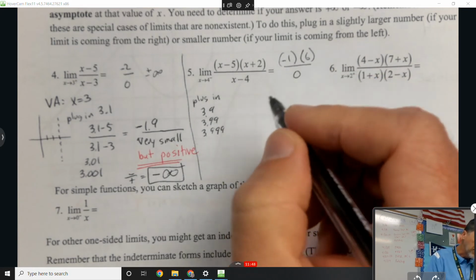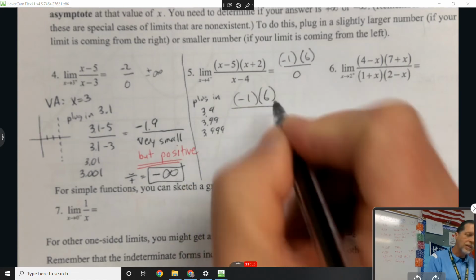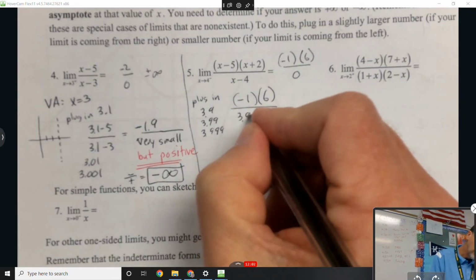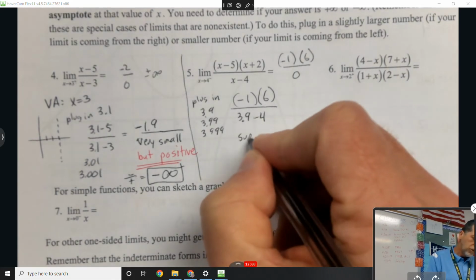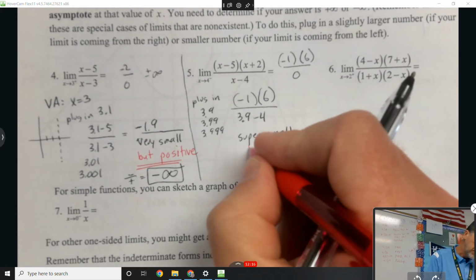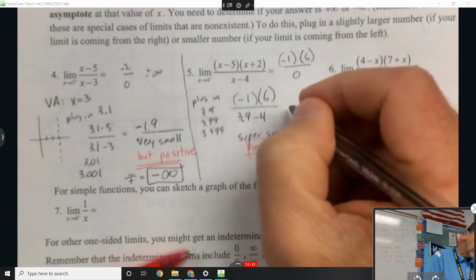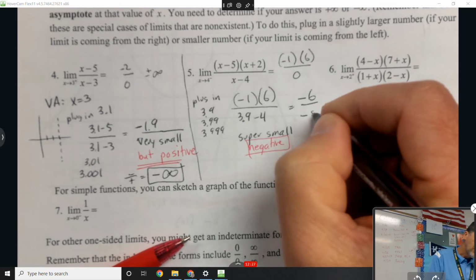Right, so it's going to be positive this coming in. So, you know what? I'm not even worried about the top. I'm just going to say the top is still negative 1 and 6, or pretty dang close to it. Because I'm only worried about the bottom. I just need to know if the bottom's negative or positive. I think it's going to be positive. I mean, 3.9 minus 4. Negative. Very small. Super small. However you want to phrase that. Almost 0. But it's negative. So that means it's positive. So I've got a negative 6 over a negative small.